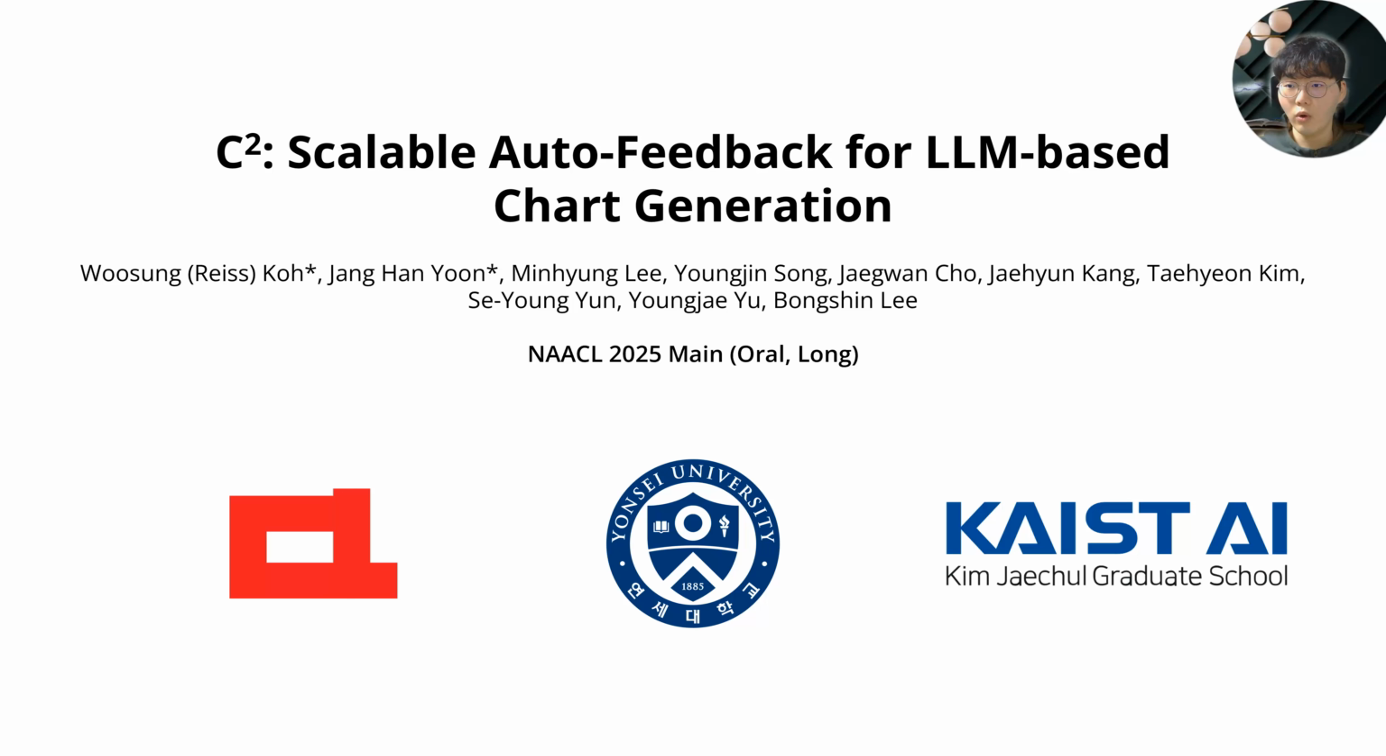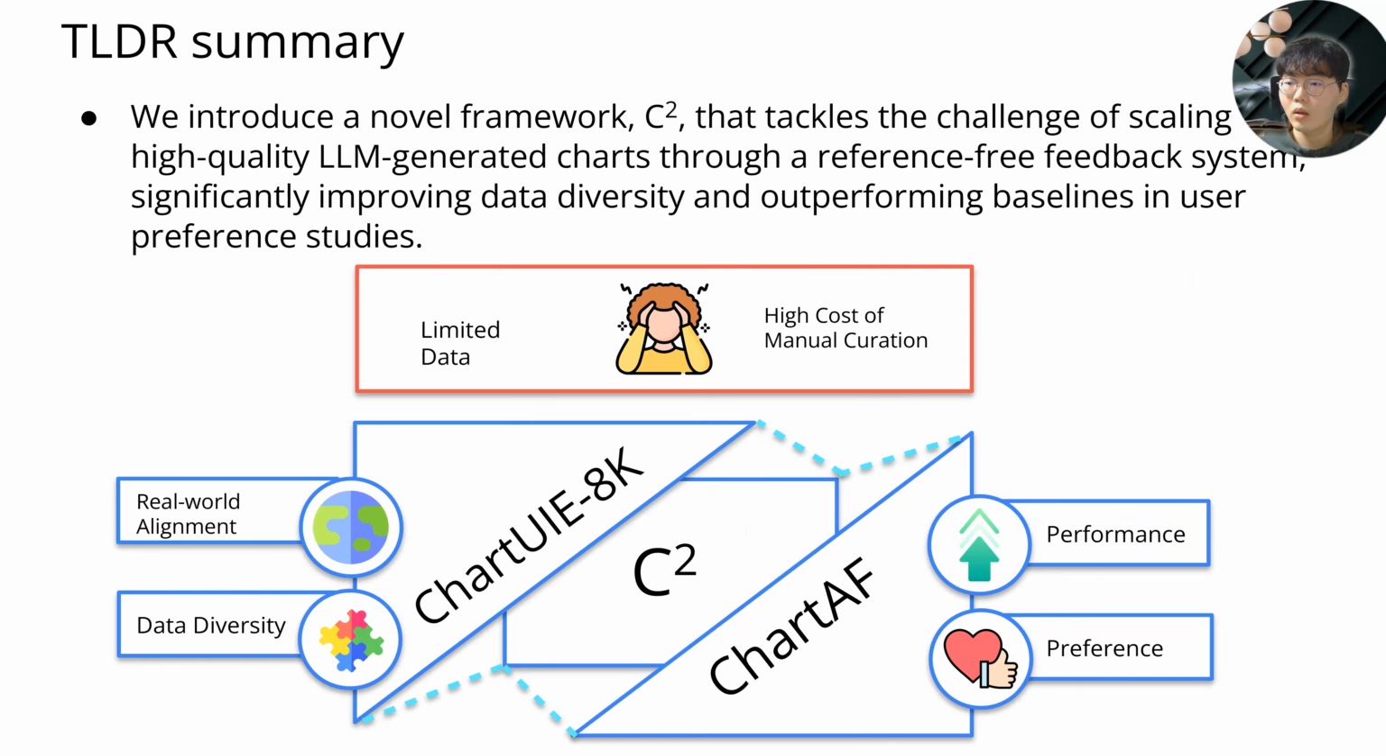Today I'll be presenting our work, Scalable Auto-Feedback for LLM-based chart generation on behalf of the authors listed here. To provide a brief overview, our work addresses the challenge of data scarcity and high curation cost in chart generation, which in turn results in poor quality generations. To solve this problem, we propose C-squared, a scalable framework that combines ChartAF, a reference-free feedback provider, and ChartUIE-8K, a diverse dataset enhancing generalization and aligning closely with real-world charting needs.